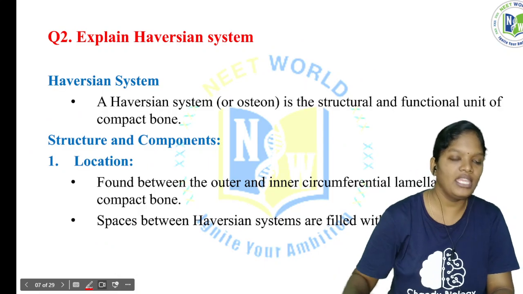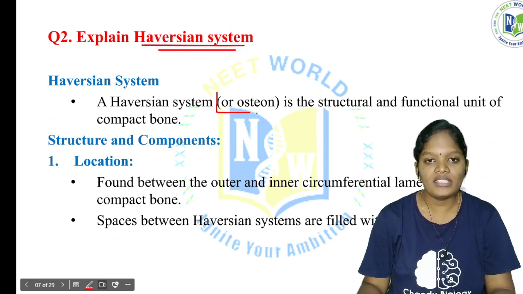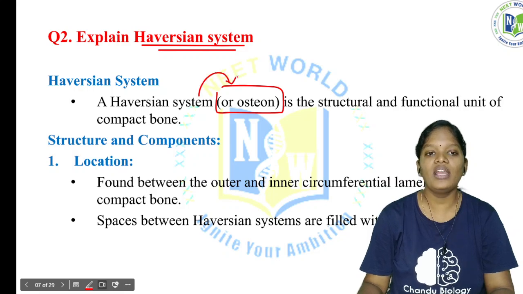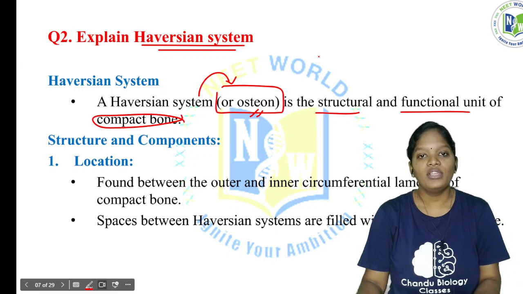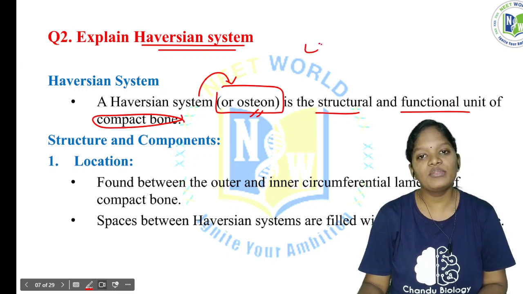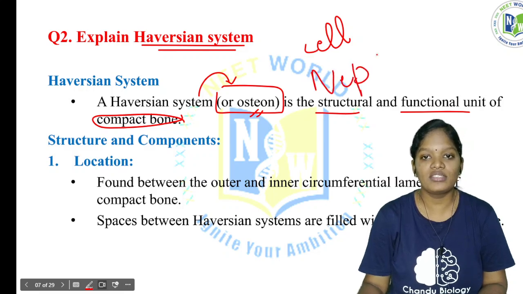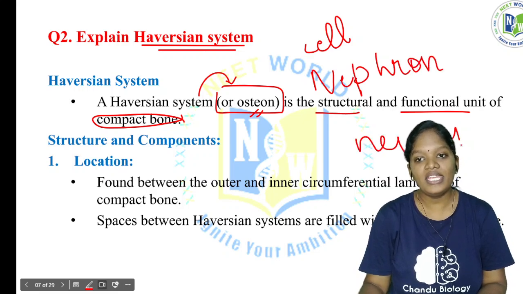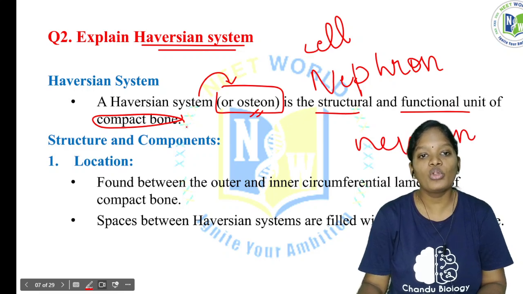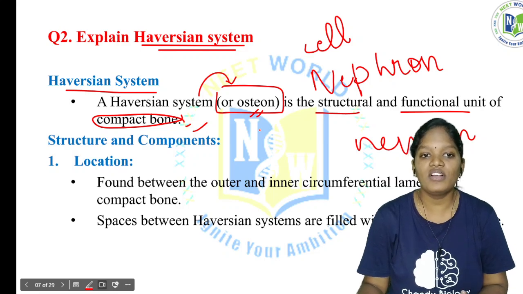Now the second question will be the Haversian system. The Haversian system is also called an osteon. It is the structural and functional unit of the compact bone. The structural and functional unit of living organisms is the cell. The structural and functional unit of the kidney is the nephron. The structural and functional unit of the nervous system is the neuron. In the same way, the structural and functional unit of compact bone is called the Haversian system or osteon.